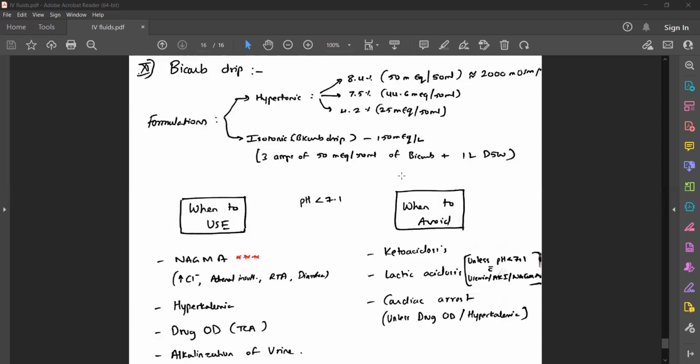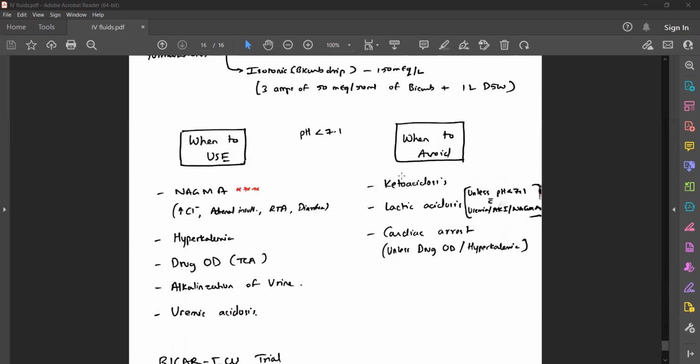Now, when can you consider using bicarb in the patients? First of all, if the patient is having non-anion gap metabolic acidosis. You would see a lot of experts and consultants prefer using bicarb when the pH goes below 7.1 and sometimes below 7.2. So you would use it in non-anion gap metabolic acidosis, in cases of hyperkalemia, in cases of drug overdose, like for example tricyclic antidepressants, for alkalization of the urine, as I said before when I was talking about rhabdomyolysis, and in cases of uremic acidosis, especially if it is associated with hyperkalemia.